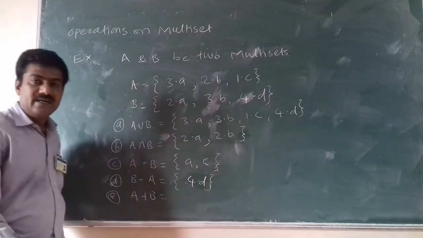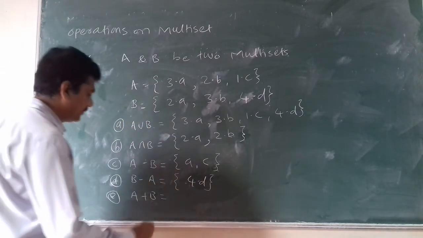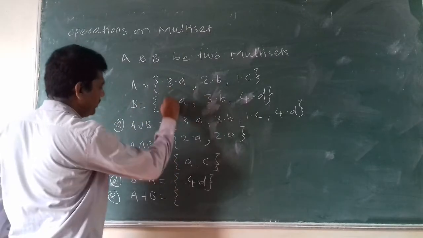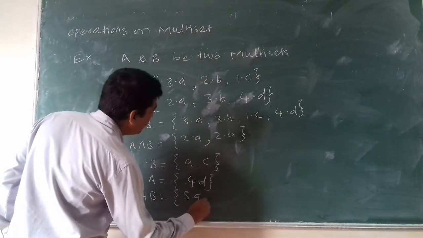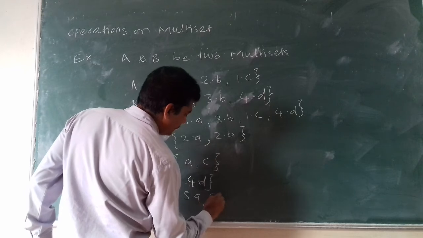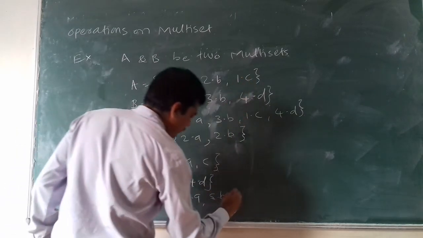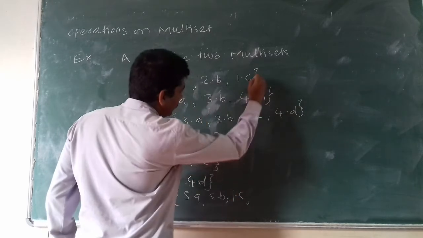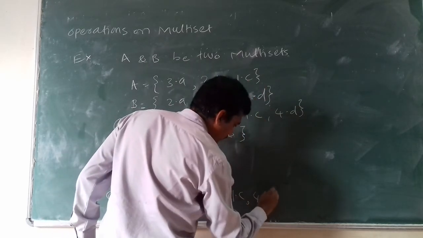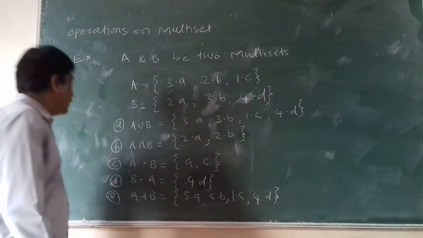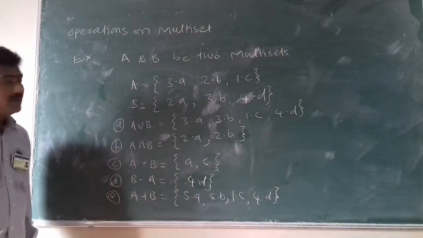Last one is A plus B, that is the addition of the multiplicities. So the result of this is 3 plus 2, 5a; 3 plus 2, 5b; 1c plus 0c, so 1 dot c; 0d plus 4d, so it is 4 dot d. So these are the operations of the multiset.